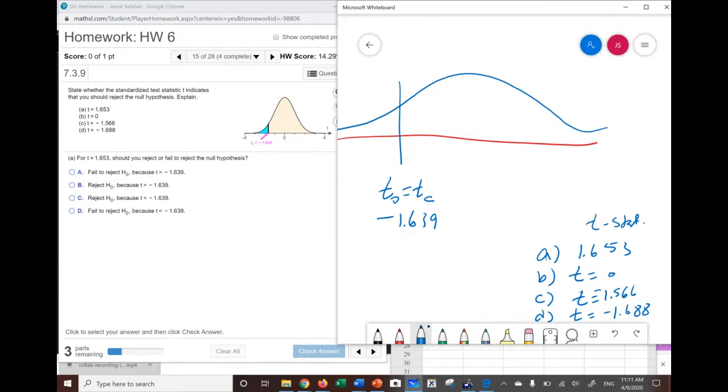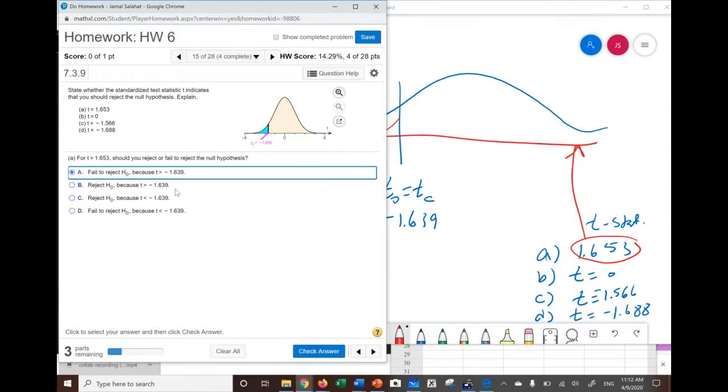It is very simple in here just to look back and say, okay, if you take this one and try to plug it back in, it's going to plug in here. So this is the rejection region. It's going to plug in above the rejection region. So in this case, we're not going to reject. So for the first one, 1.653 for part A, fail to reject H naught because the t is bigger. We're going to choose A. Okay.